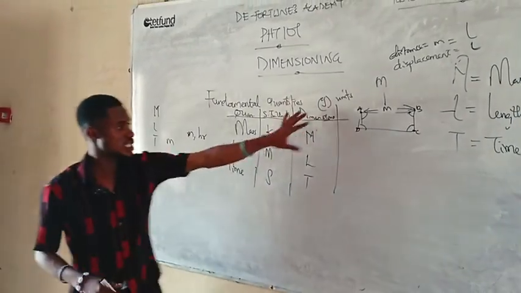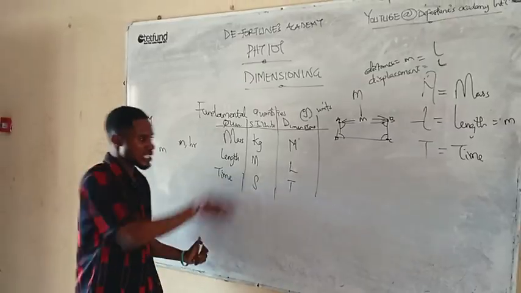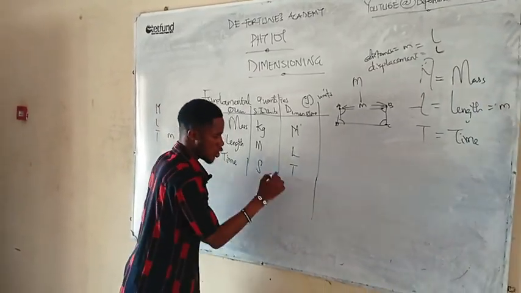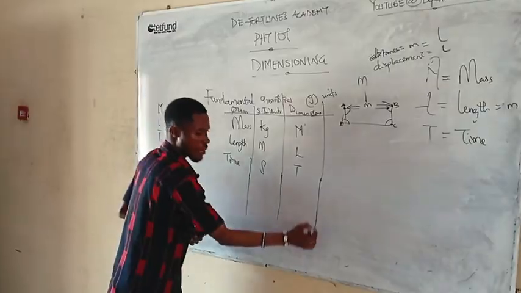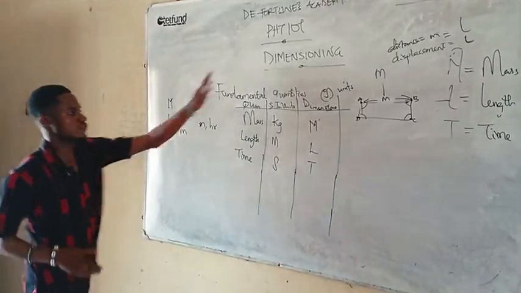Apart from these, the rest do not have a dimension. For your first semester exams, you don't need the rest for now, and for your JAMB, you don't need the rest for now. So just take these first 3.